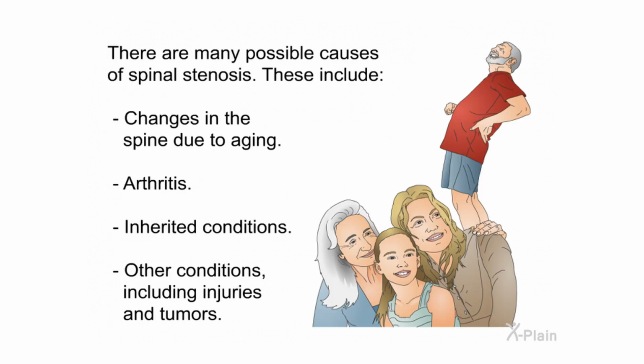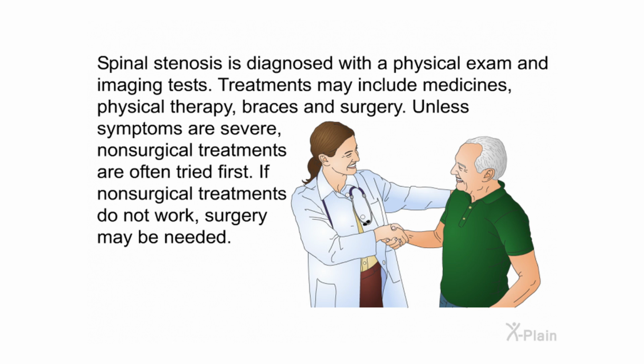There are many possible causes of spinal stenosis. These include changes in the spine due to aging, arthritis, inherited conditions, other conditions including injuries and tumors. Spinal stenosis is diagnosed with a physical exam and imaging tests. Treatments may include medicines, physical therapy, braces, and surgery. Unless symptoms are severe, non-surgical treatments are often tried first. If non-surgical treatments do not work, surgery may be needed.